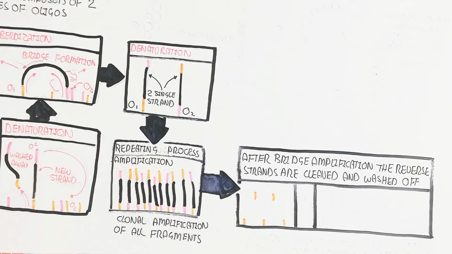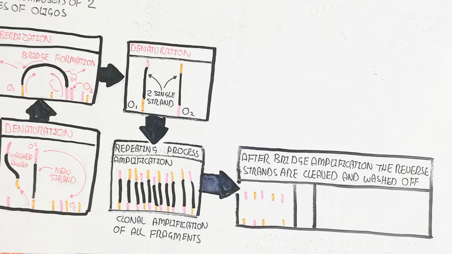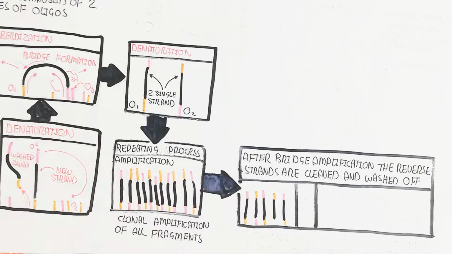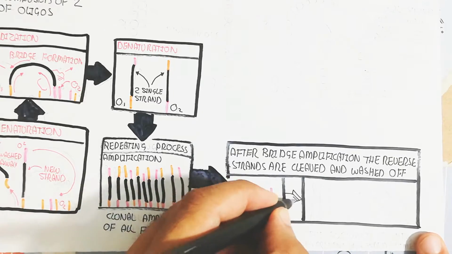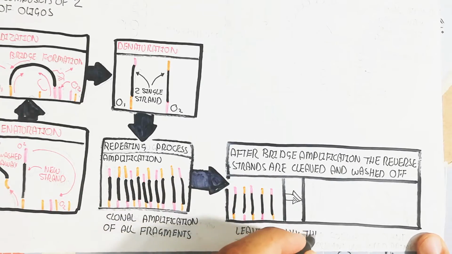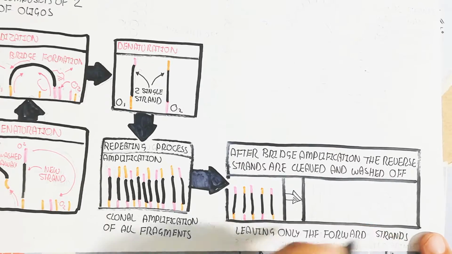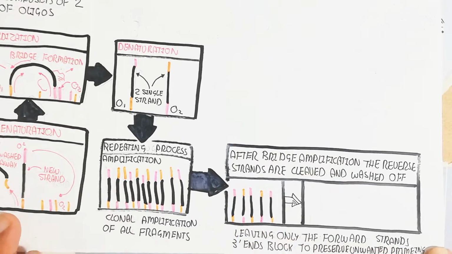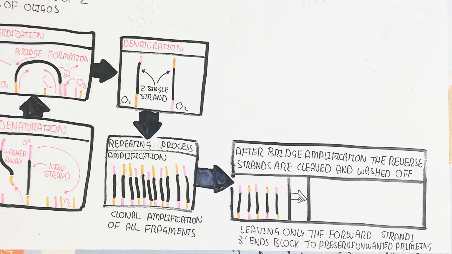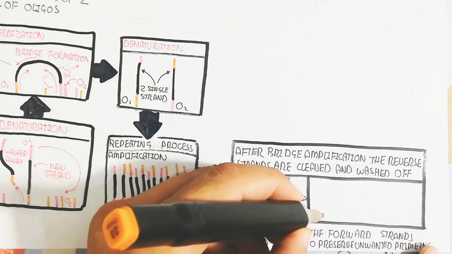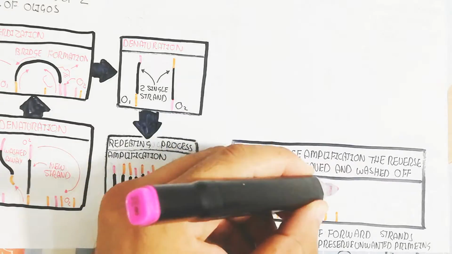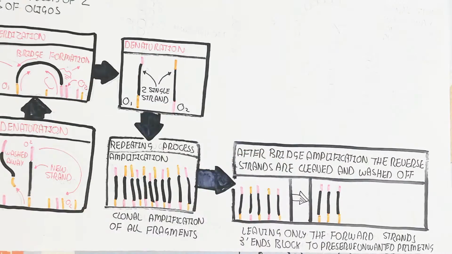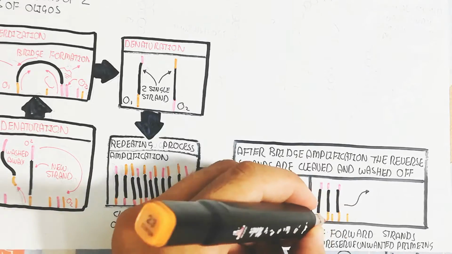But remember, the reverse strand will be cleaved and washed off. So it will be deleted from the flow cell, leaving only the forward strands, which contain a 3 prime end block to prevent unwanted priming. In this way the unwanted primers will not bind, and the specific amplification will occur.